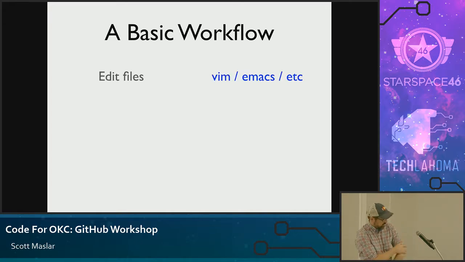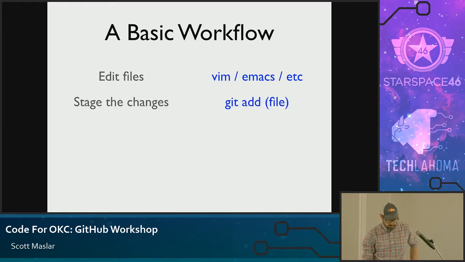We edit files, right? That can be with Vim, Emacs, whatever GUI application you use, it doesn't matter. You stage the files with git add, and then optionally you can add the file. So if you just want to add everything, you do git add and then space and a period, and it'll add everything in there. Otherwise you can do git add and the file name.